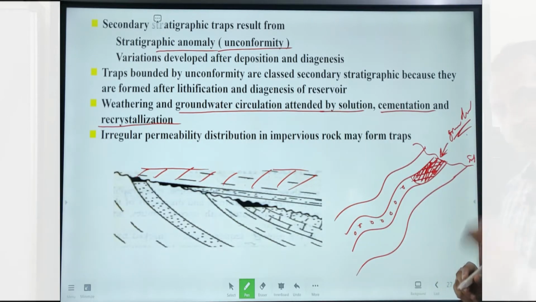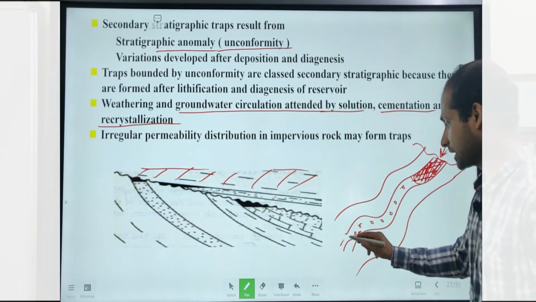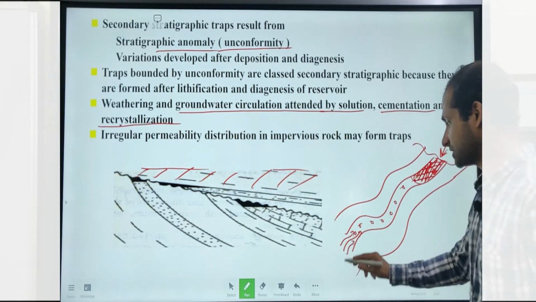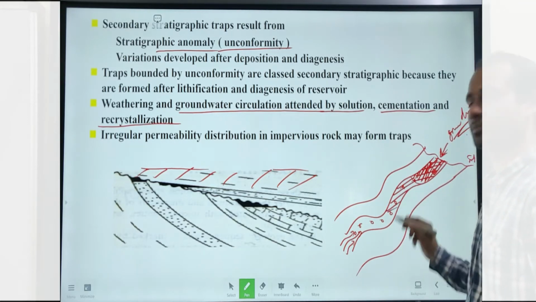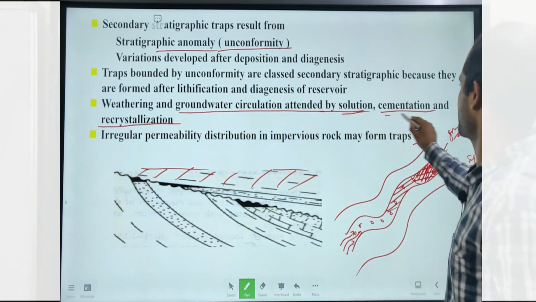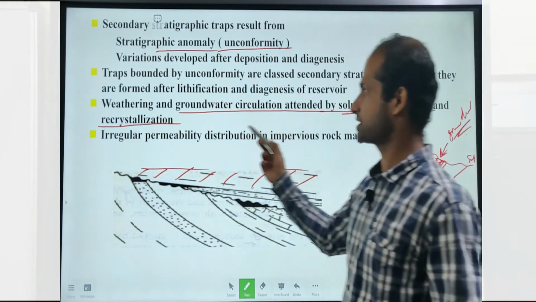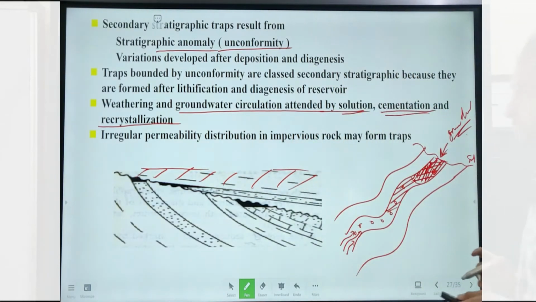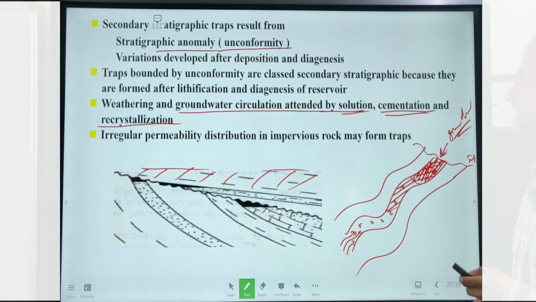Okay, when no permeability is there and hydrocarbon and water are migrating from the downside, what will happen? They will start accumulating over here, and that we call solution or cementation. And recrystallization is associated with this. So this is how we can get another way of secondary stratigraphic trap entrapment.